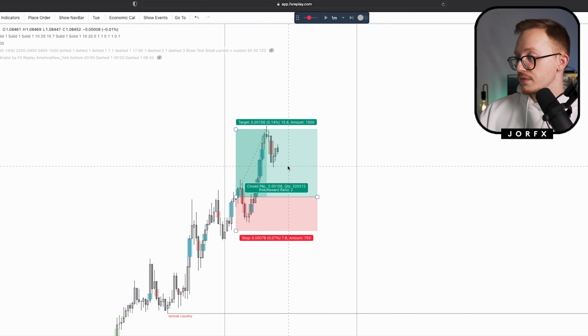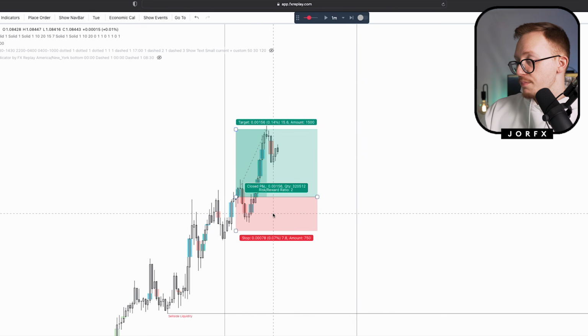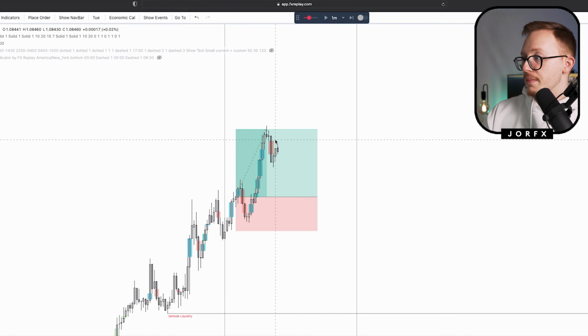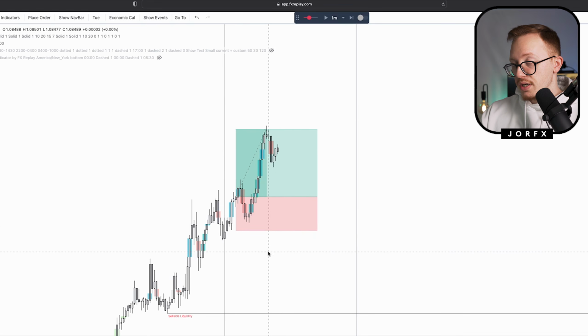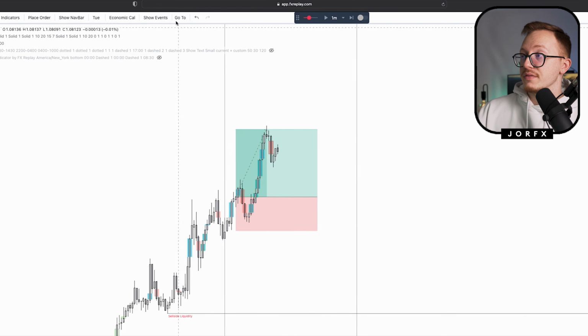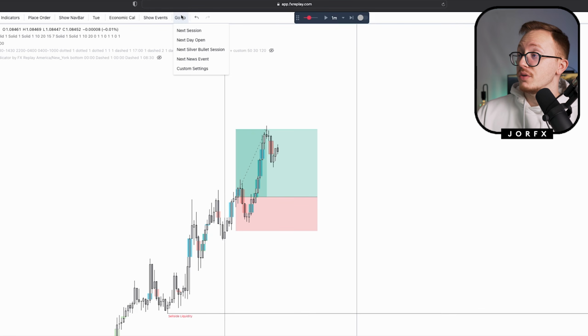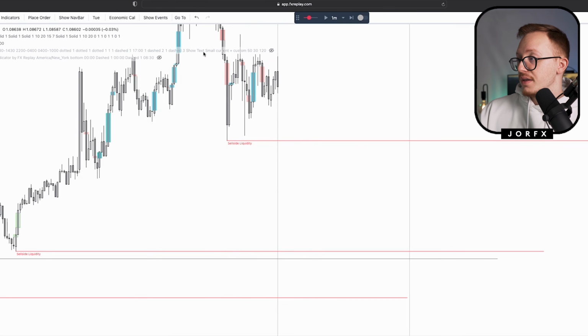Very easy trade, 1 to 2. As you can see, we had a 7.8 pip stop loss. We have the 15.6 pip take profit. And this was trade number 1. Now let's go to the next silver bullet session. As you can see, we have a nice go to button right here. And it says next silver bullet session. Isn't this lovely? Next silver bullet session.